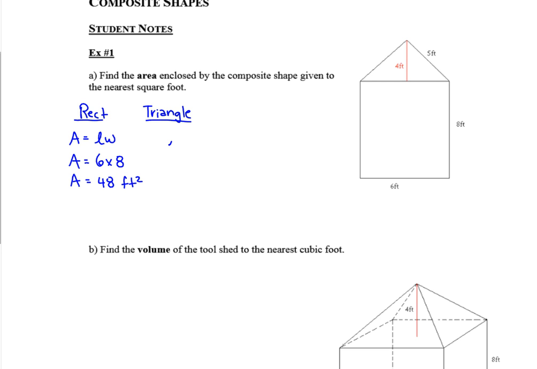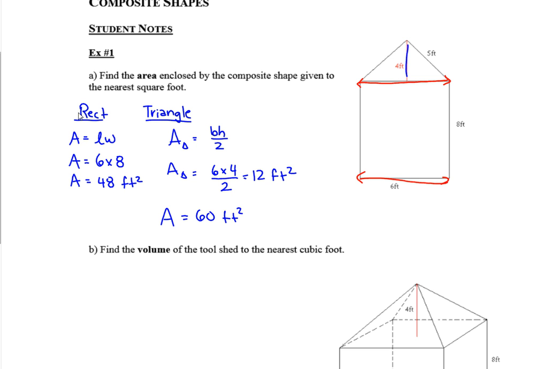Formula for a triangle? Base times height divided by 2, or 1/2 base times height. Better. So if we're doing this large triangle, what's the base length? 6, because it's the same dimension as the bottom. So 6 times the height of 4, divided by 2, gives you 12 feet squared. So your total area here is 60 feet squared.